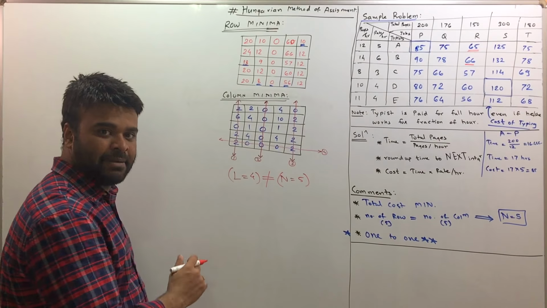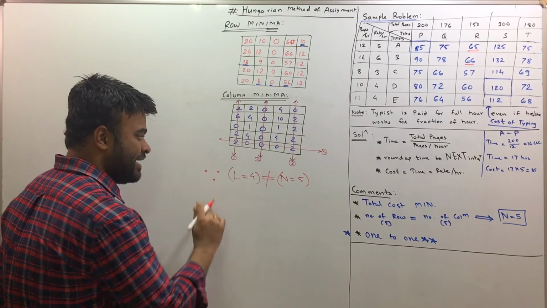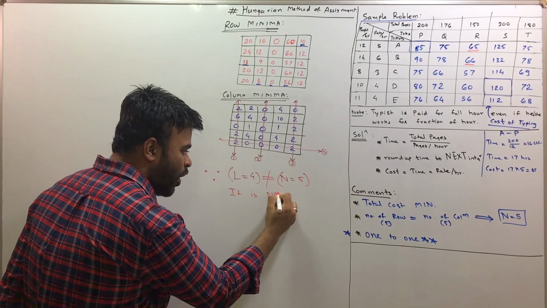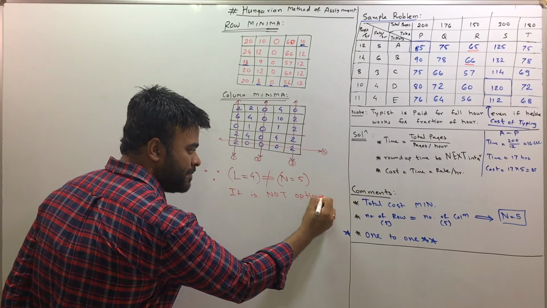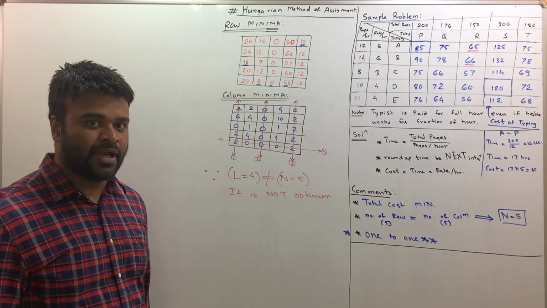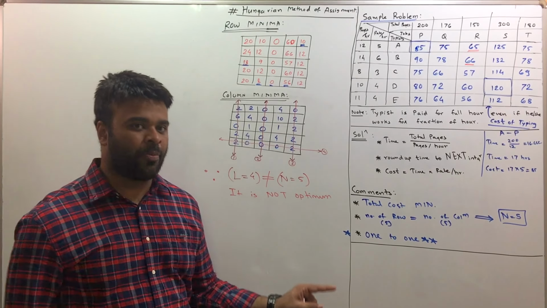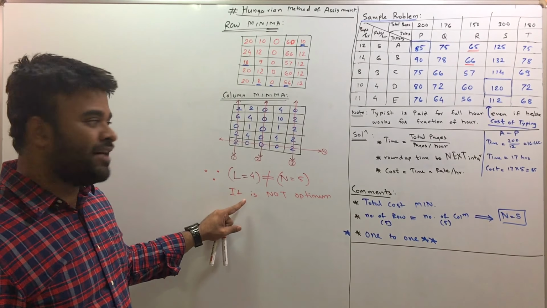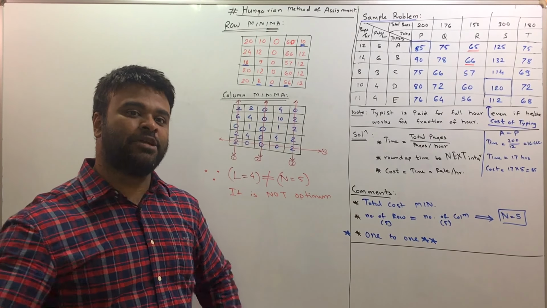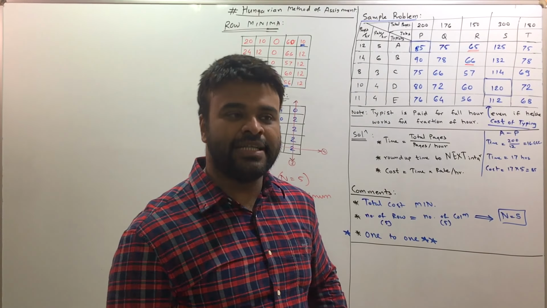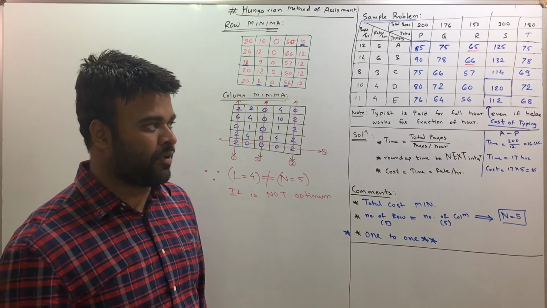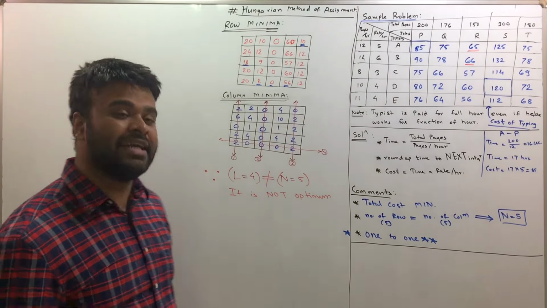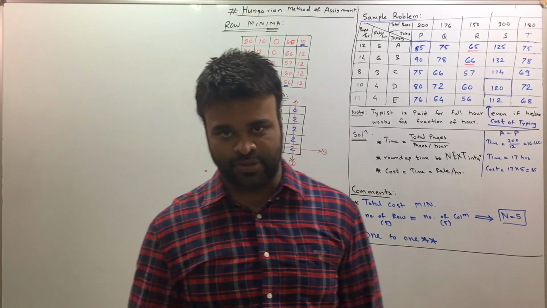Now, look at the statement here. Whenever your L and N do not match, it is not optimum. You must write down this line. So if your L and N are not equal, it is not optimum. So we haven't got the optimum yet. Now when it is not optimum, there is a set of procedures, a set of steps that you have to follow.